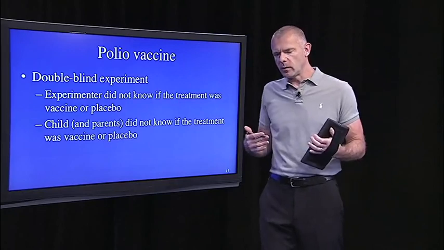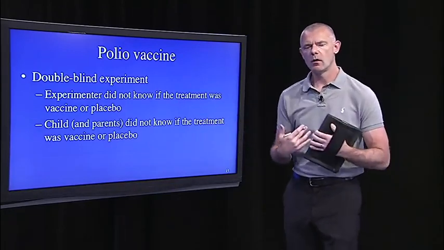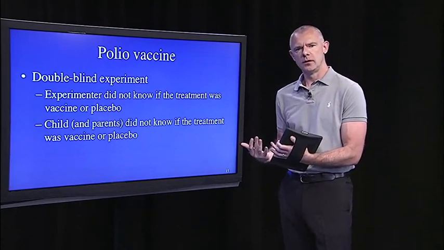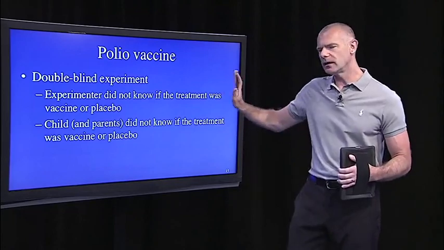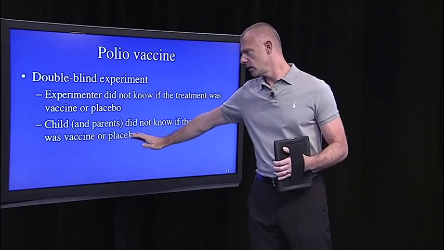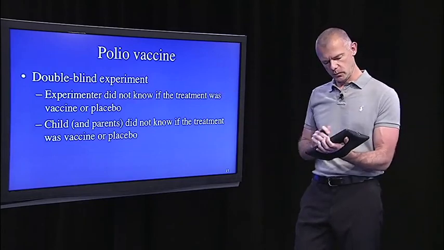The benefit of double-blind is there's no bias from the experimenter or from the children themselves or from the subjects in the study. If it were just single-blind, then just the experimenters would know, but the children wouldn't know.